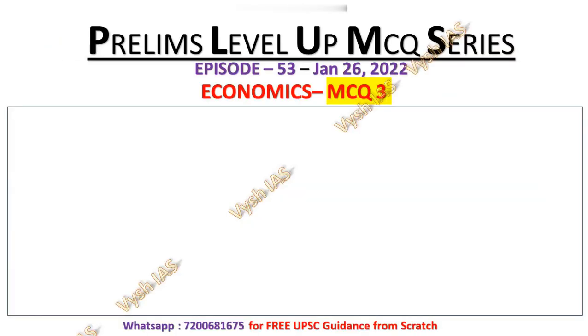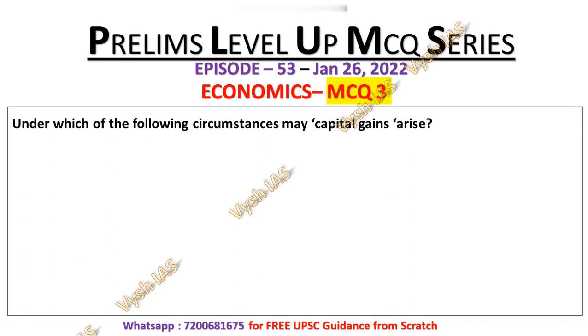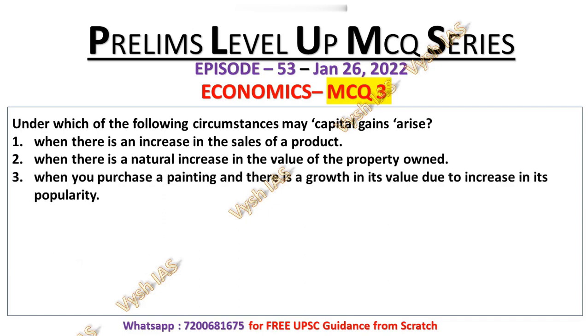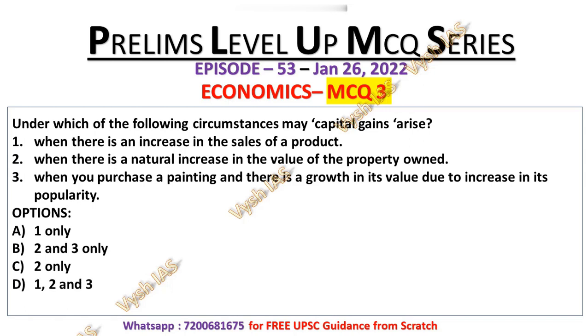Now move on to MCQ number 3. Under which of the following circumstances may capital gains arise? Statement number 1: when there is an increase in the sales of a product. Statement 2: when there is a natural increase in the value of property owned. Statement 3: when you purchase a painting and there is a growth in its value due to increase in its popularity. The options are 1 only, 2 and 3 only, 2 only, 1, 2 and 3, that is all of the above. I will give you 10 seconds, try to answer this question and write it in the comment section.